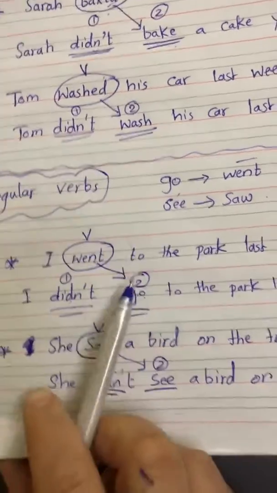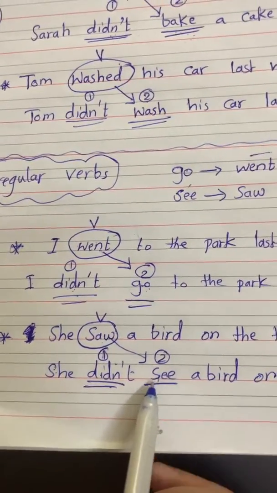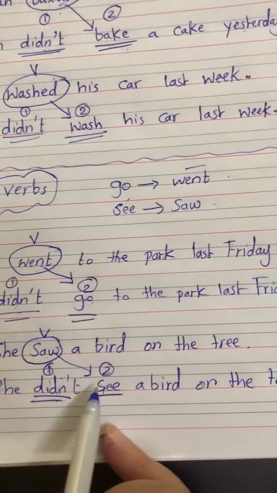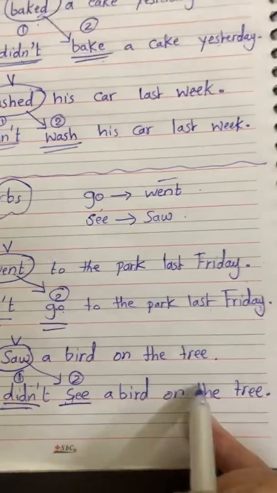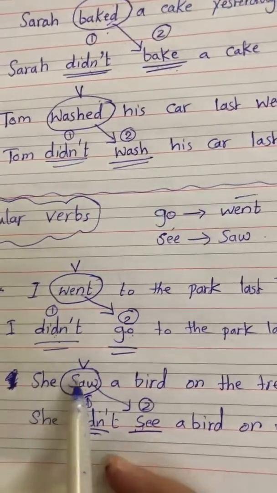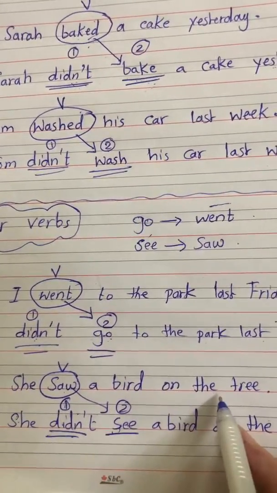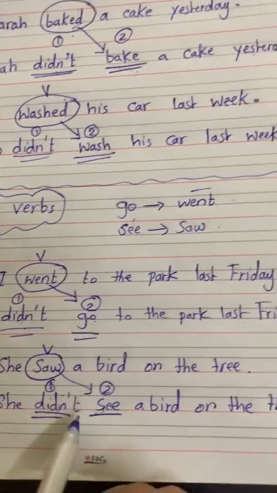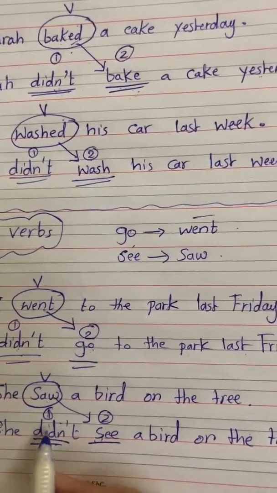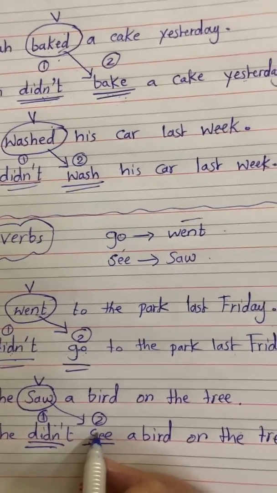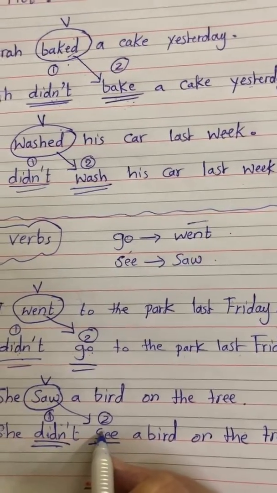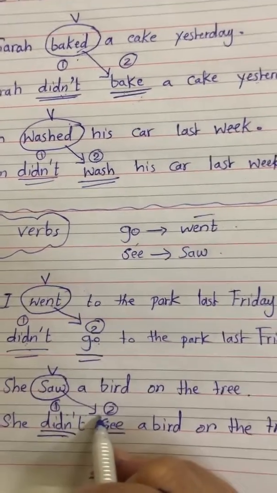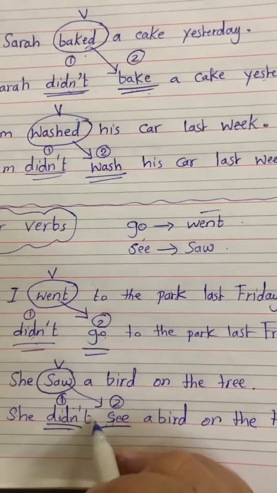So here I will change saw to see. Then I will complete the sentence. She didn't see a bird on the tree. Again, she saw a bird on the tree. She didn't see a bird on the tree. Okay, so after didn't, the verb should be in a present form or in the first form of the verb without additions or without any change.